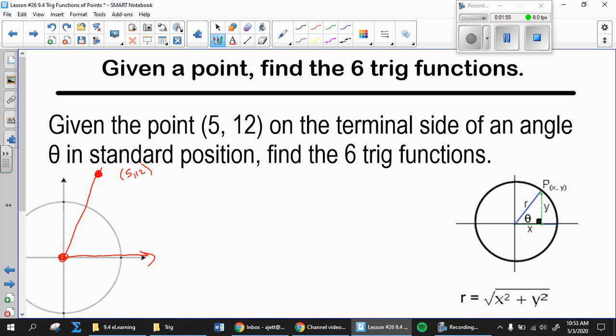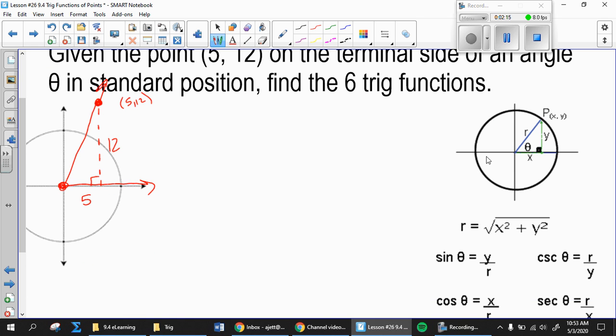of this angle. And so if I draw a dotted line here creating a right angle, I've created this right triangle where this is 5 units because that's my x, and this is 12 units because that's my y. So if we look over here, that's what's going to happen every single time. No matter what this point is that they give us, it's going to create this right triangle where x is this distance, y is this distance here, and then we have this r here.